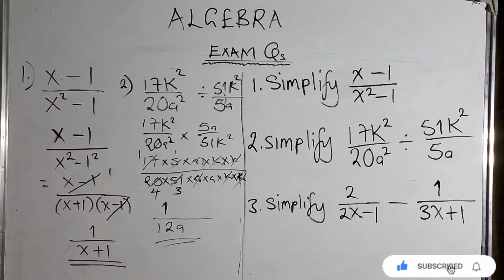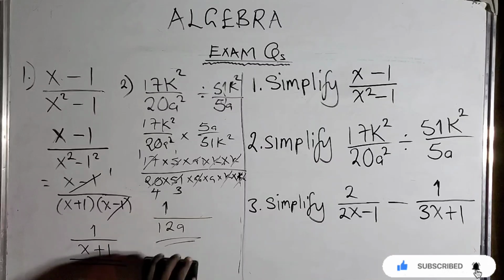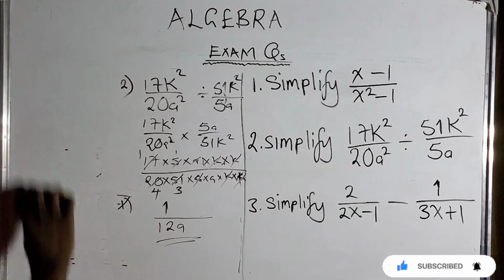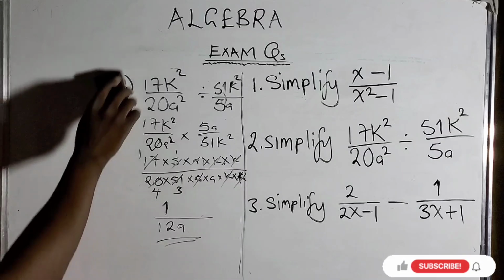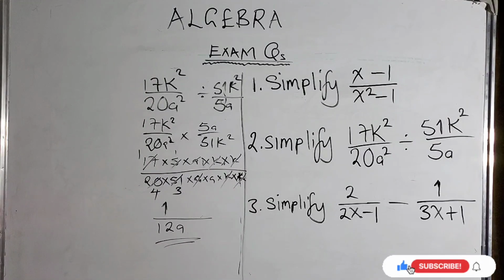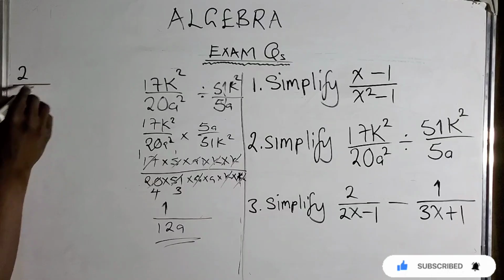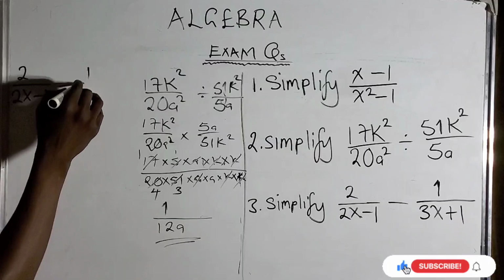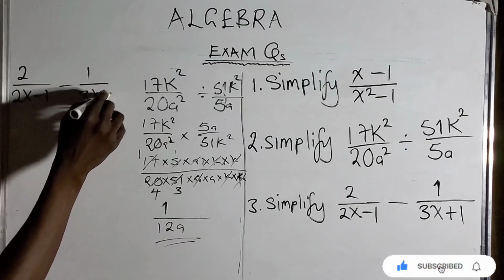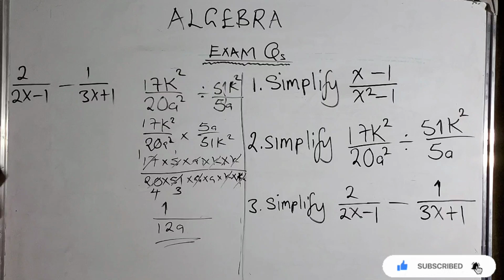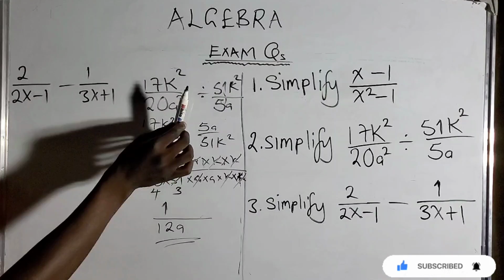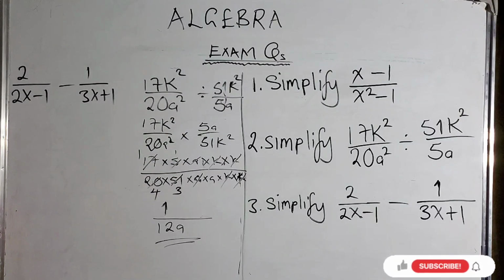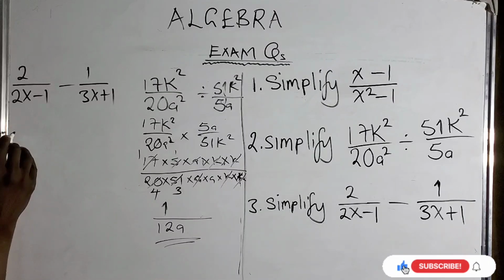So let me just create space here. Okay, so we are asked to simplify, and this is what we are simplifying: 2 over 2x minus 1 minus 1 over 3x plus 1. So listen, this is different from the previous one. This is minus, that was division. So what you do, you're going to look for a common denominator.